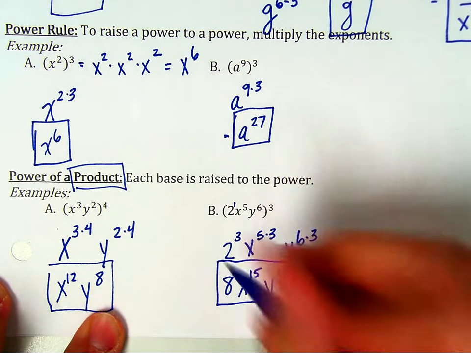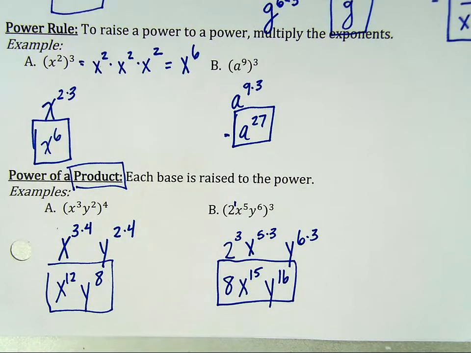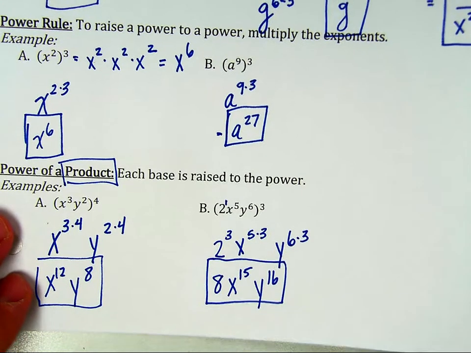Okay. That's the power of a product. Now, these are our main properties that we're going to be dealing with. The next two properties on the next page are kind of what we do to clean some things up. We make them a little bit easier, but then we make them look just a little bit neater.